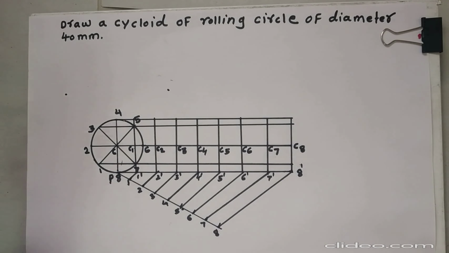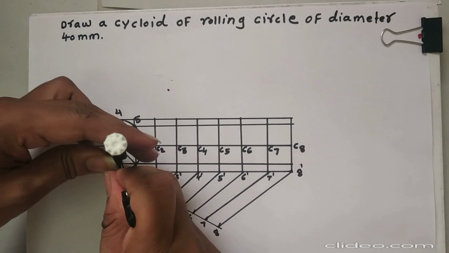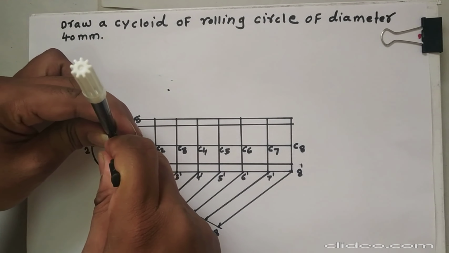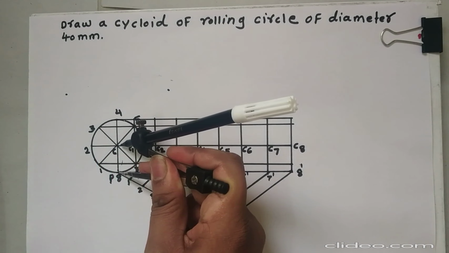Next, use a compass and take the CP radius, or you can say 20 mm radius. Okay, you can take 20 mm radius like this. Because the diameter is 40 mm, the radius you need to take is 20 mm.